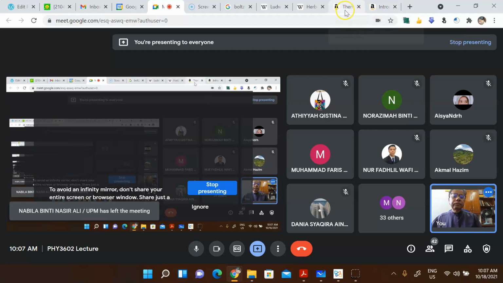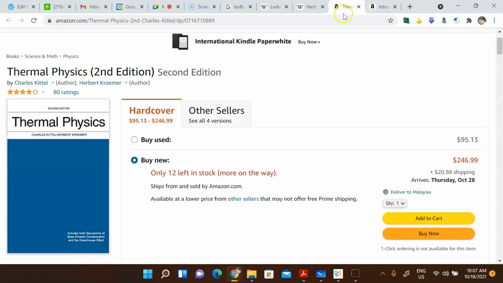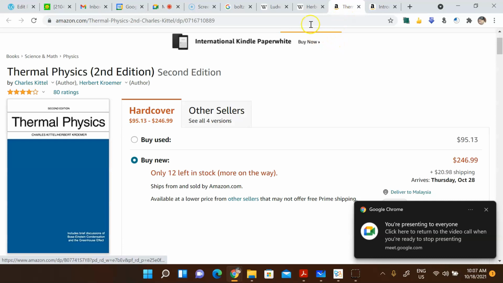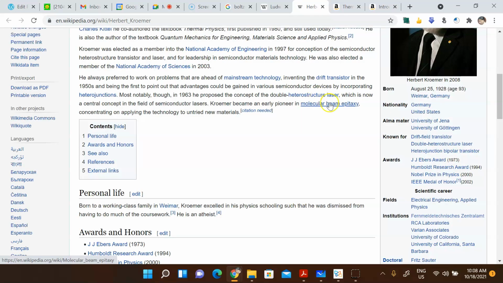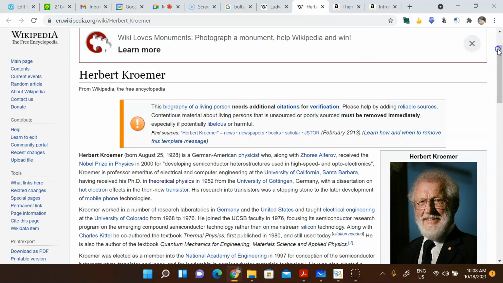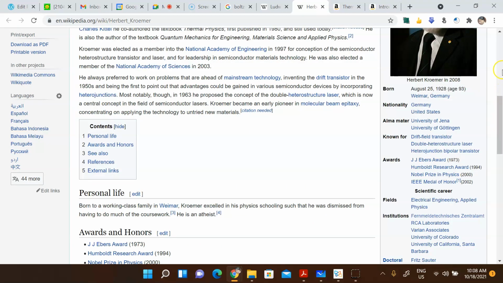Oh yes, the book by Cromer is actually a Nobel laureate. You can read about Herbert Cromer over here. He won the Nobel Prize. He did all this semiconductor device work.